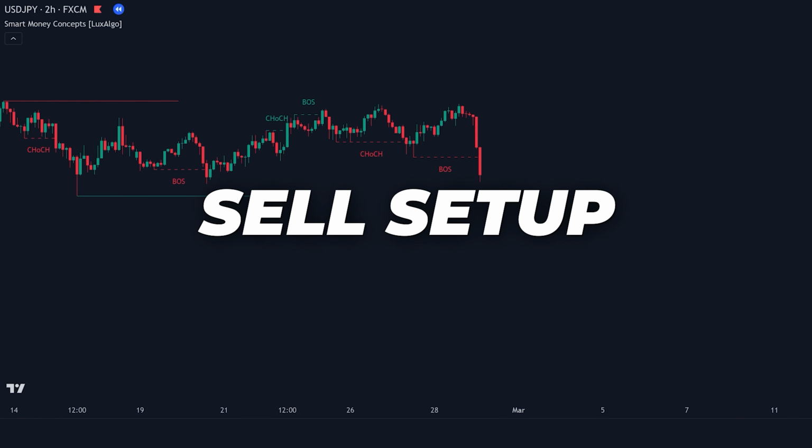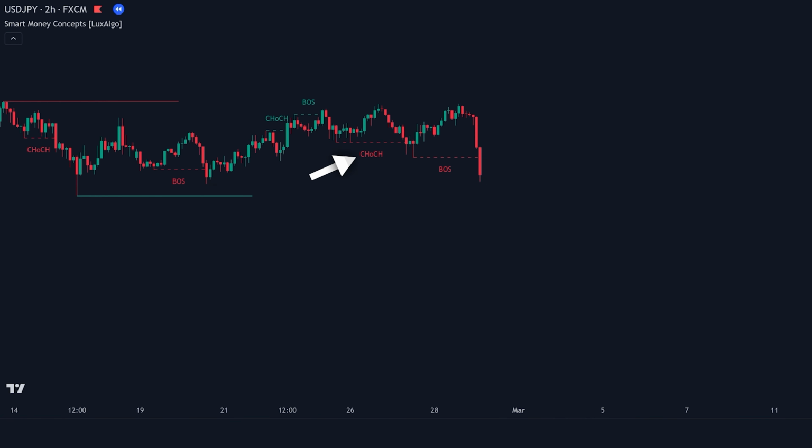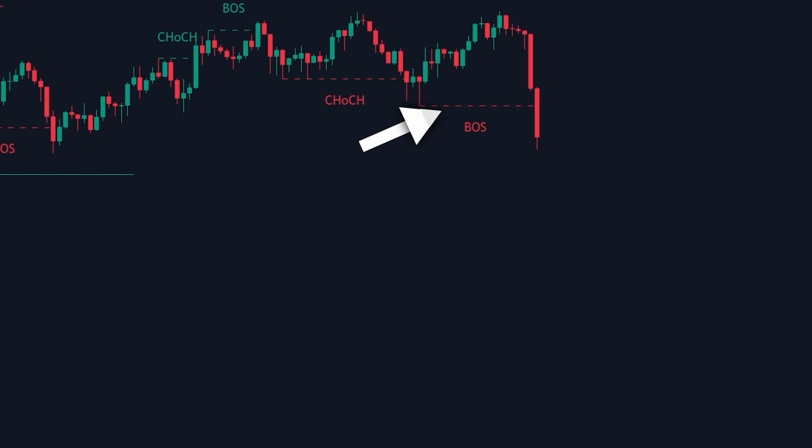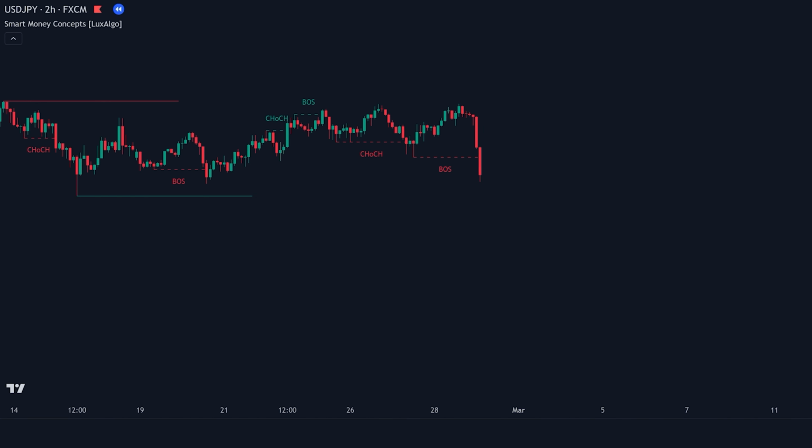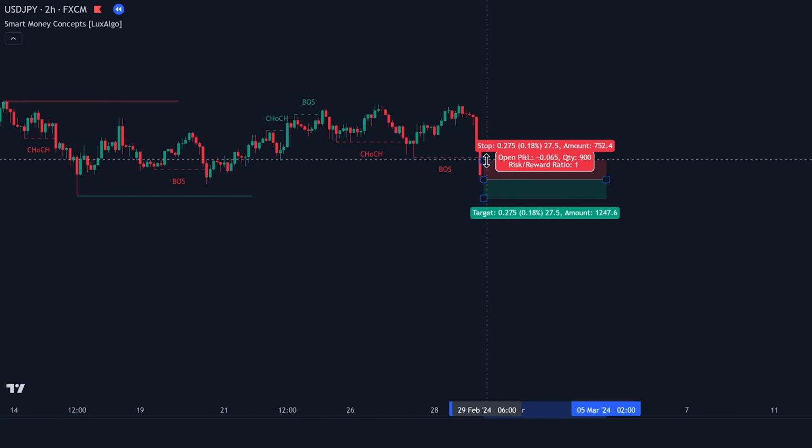Sell trade setup. First, identify a bearish change of character. Wait for the market to form a bearish break of structure. Confirm the sell signal. Look for a red dotted line and text indicating a bearish market structure. Once this is confirmed, enter a sell trade on the next candle formation.